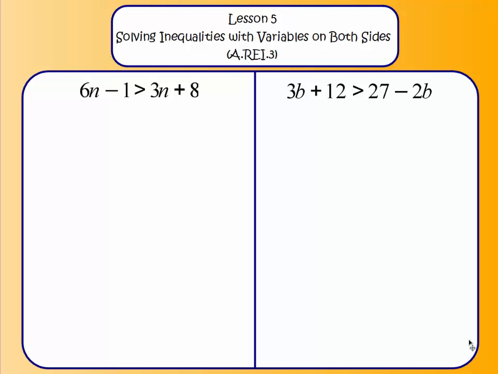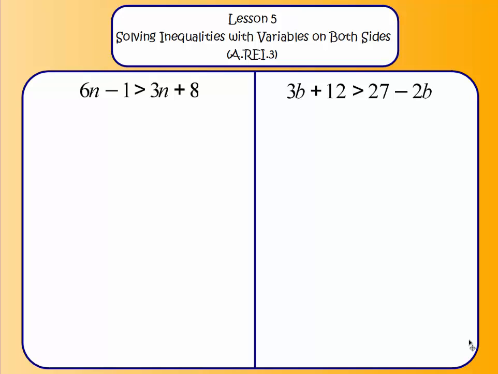Here we go with lesson 5 on solving inequalities with variables on both sides. This is going to be a very short lesson once again. All of the same rules apply to solving inequalities that apply to solving equations. The one little thing that's different is that when we divide by a negative number or multiply by a negative number, we need to make sure we flip the direction of the inequality.